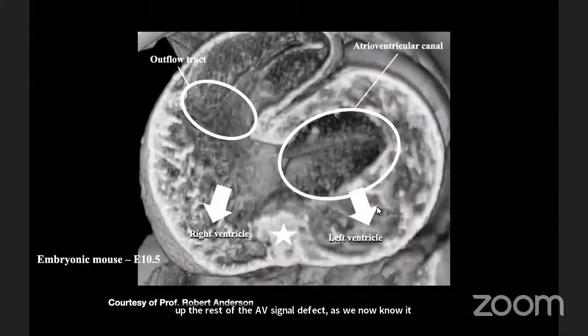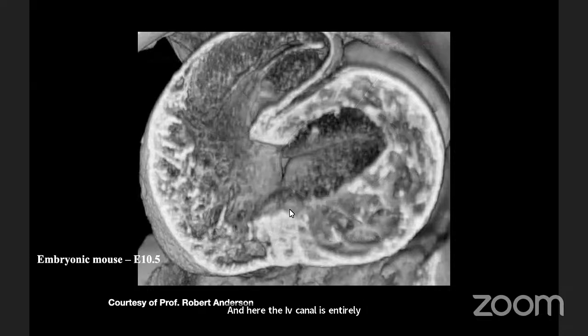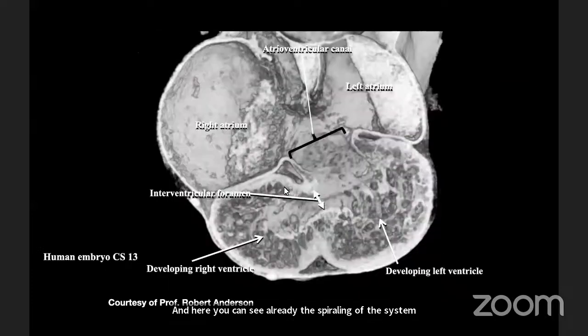And of course, this comes courtesy of Professor Anderson, but it's the work of Dr. Tim Mohun, and this is an example of a 10.5 day embryo, and here you can see the loop, and this is the left ventricle, and here the AV canal is entirely related to the left ventricle, and this then would be the primary interventricular foramen, and here you can see already the spiraling of the septum dividing the truncus and conus into two sections.